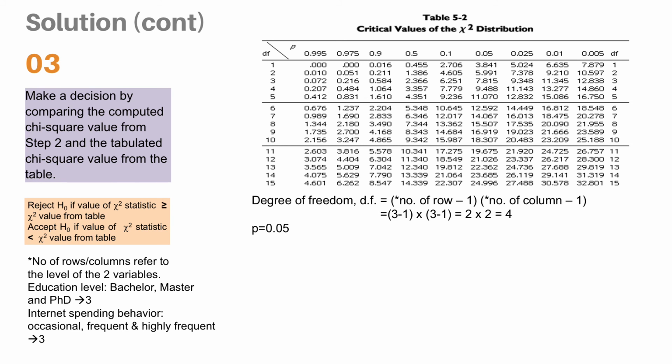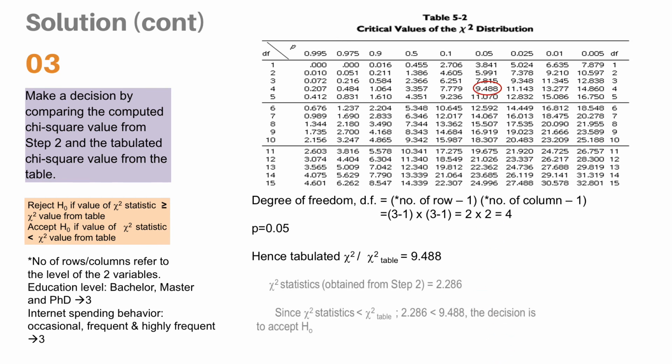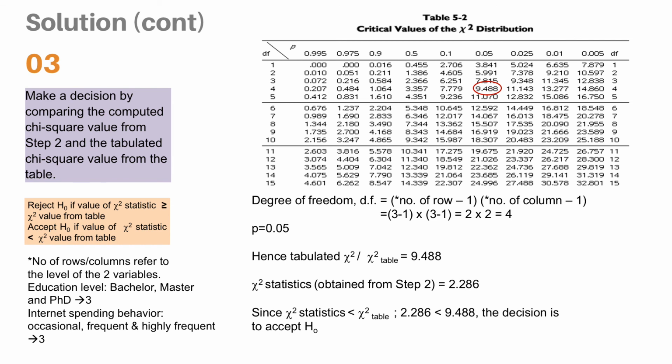The p-value is equivalent to the alpha value, which is 0.05, and it is given in the equation. So the tabulated chi-square or the chi-square table value is 9.488. And the chi-square statistics that we have obtained from step 2 is 2.286. Since the chi-square statistics is less than the chi-square table, the decision in this equation is to accept the null hypothesis.